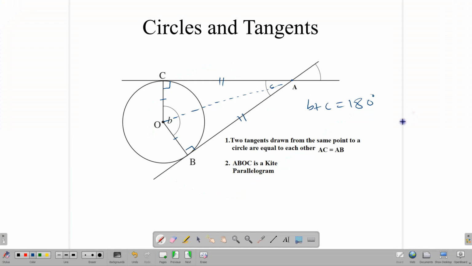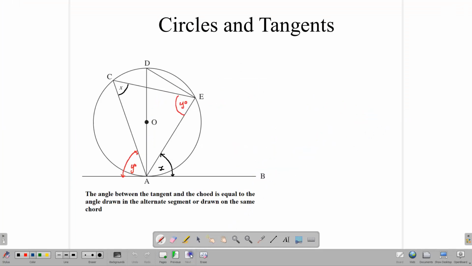And then the final thing that we want to look at in terms of tangents and circles is the idea of the angle between the tangent and the chord. This should actually be chord, C-H-O-R-D, and there's a spelling there. So the angle between the tangent and the chord is equal to the angle drawn in the alternate segment.